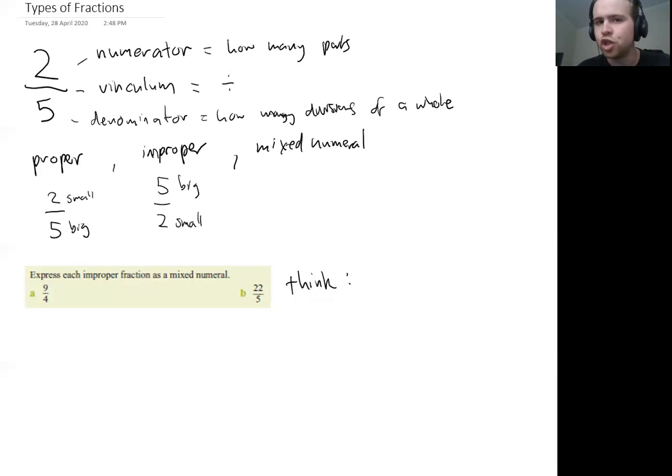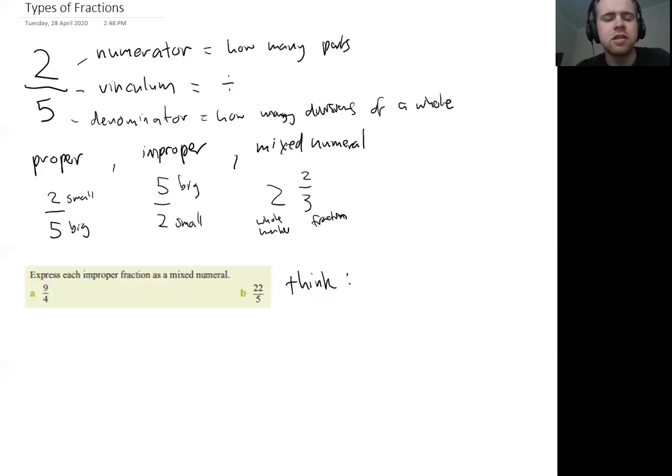A mixed numeral is a number that has both a whole number and a fraction part. So let's say 2 2/3. We've got a whole number and a fraction part next to each other. And we call that a mixed numeral. So they're the 3 types of fractions that we might see. A few new words learned there.